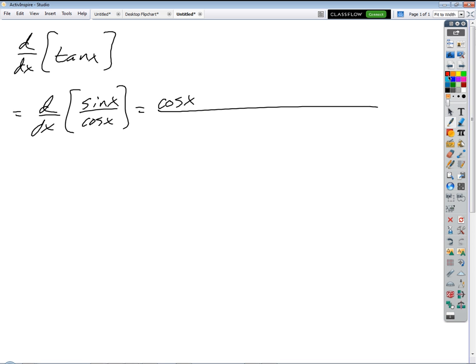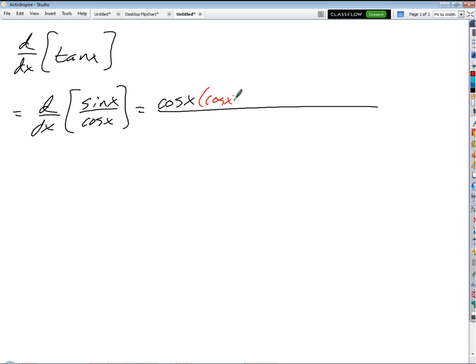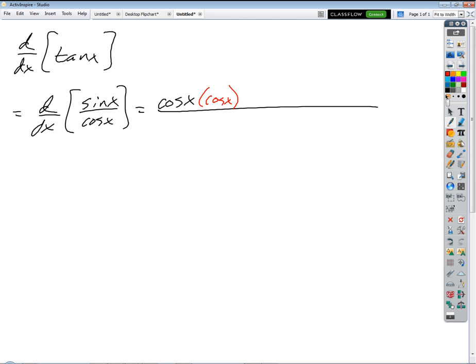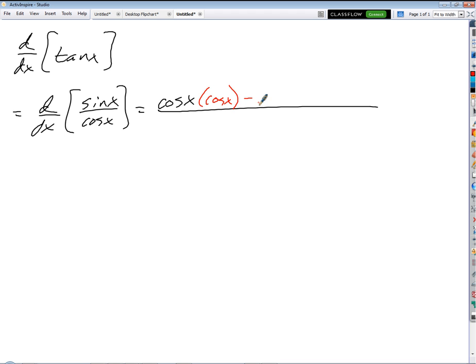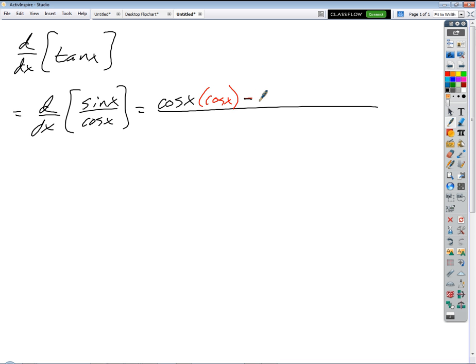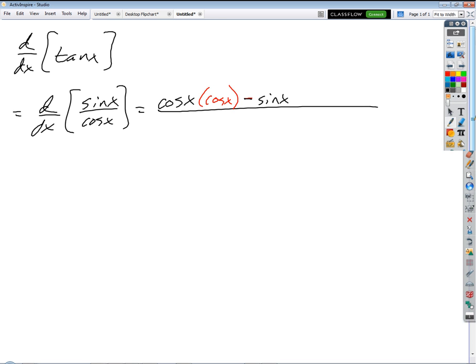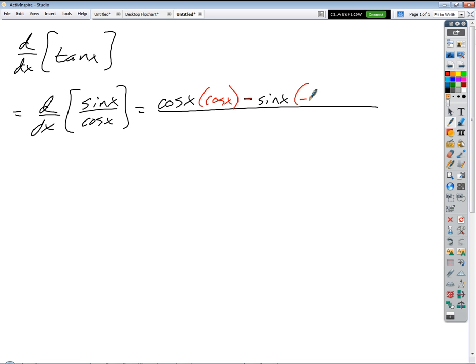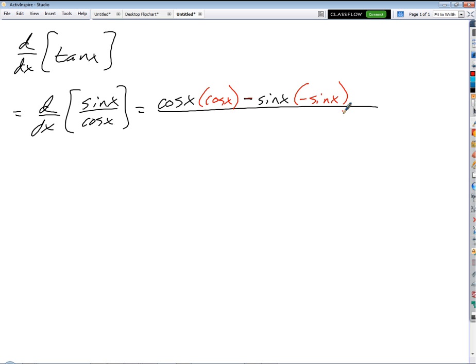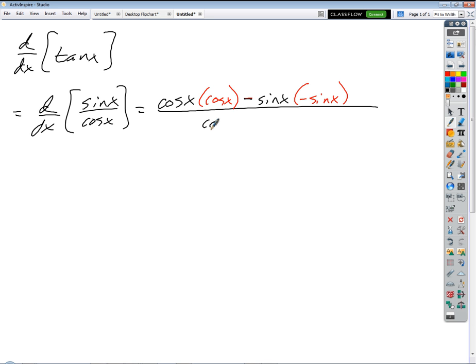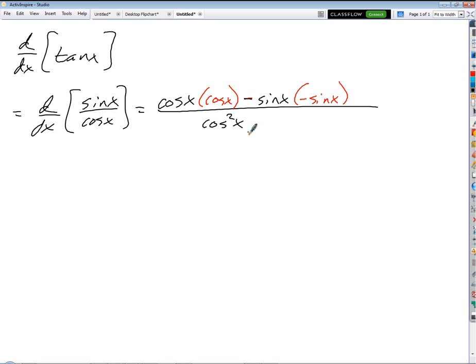So then we said bottom, times, I've got to go red for my derivative. Derivative of the top is what? Positive or negative? Positive. Good. Times the derivative of sine x, which is cosine x. Good. Minus the top, so minus sine x times the derivative of the bottom, which is negative sine x. Very good. Over cosine squared x.